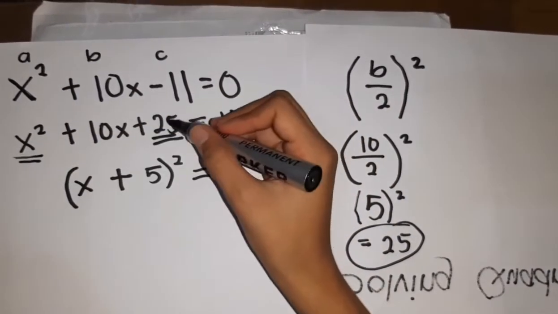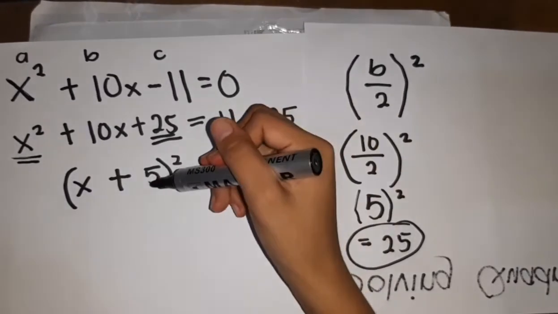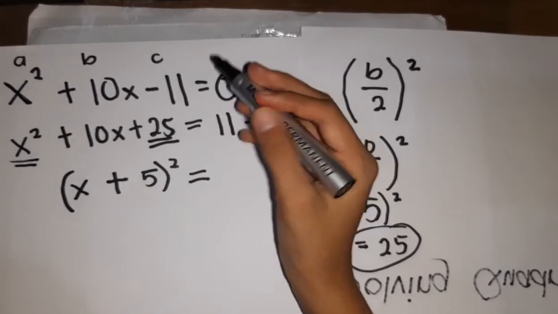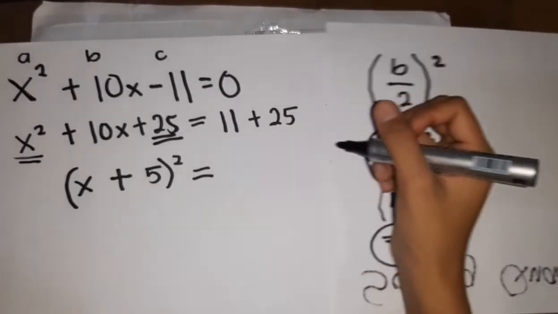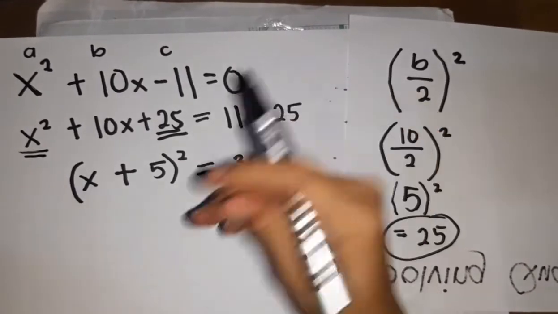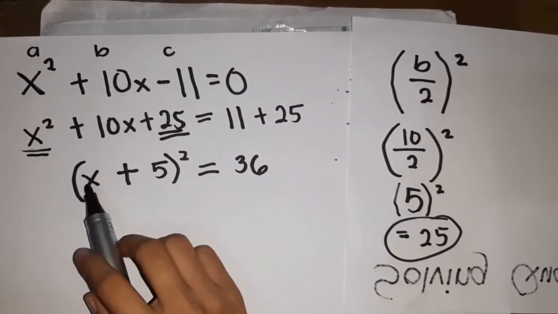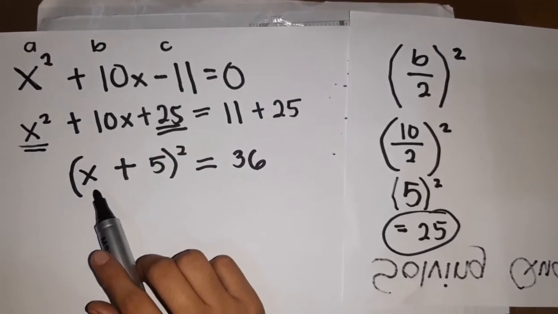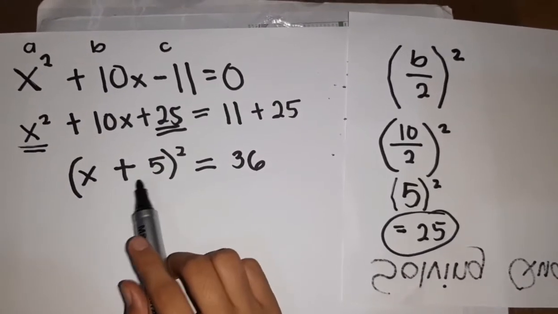How will we obtain this square of a binomial? Just get the square root of the first term, that's x, the square root of the last term, that's 5, and get the sign of the middle term, that's positive, and square it. And on the other side, we have 11 plus 25, that will give us 36.